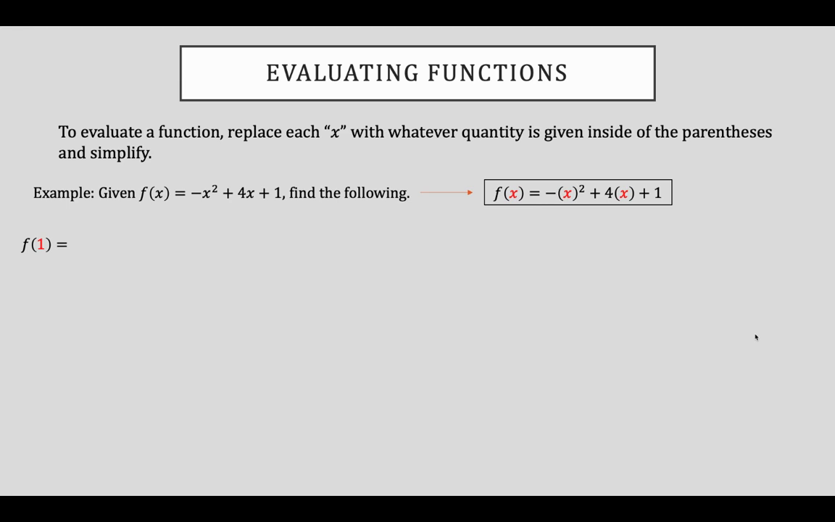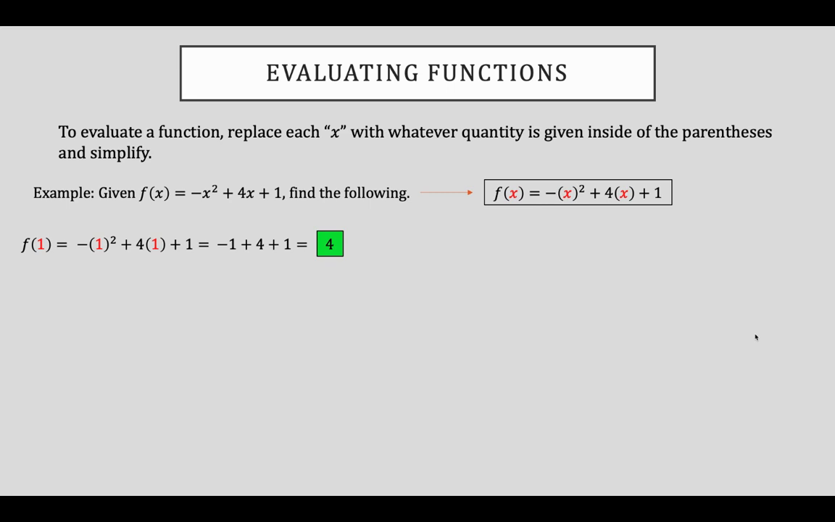Well, wherever we see an x, we plug in a 1. This means we have negative parentheses 1 squared plus 4 times parentheses 1 plus 1. All right, so 1 squared is 1, times a negative 1 is still negative, plus 4 times 1 is 4, plus another 1. That leaves us with negative 1 plus 4 plus 1. Notice that the negative 1 and the plus 1 add to 0, and we are left with 4. F of 1 is equal to 4.